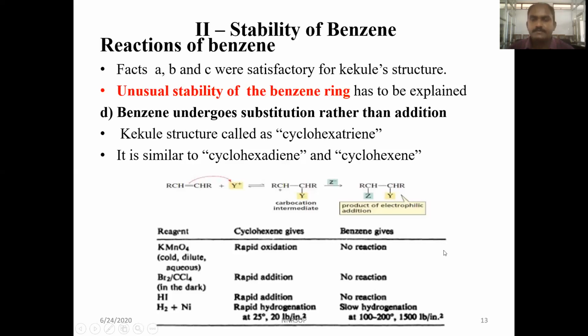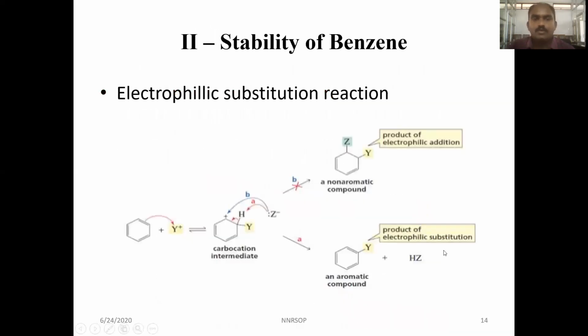We'll see that. When benzene is reacted with an electrophile, why should benzene react with an electrophile? Because benzene is full of electron cloud. Benzene has to react with an electron deficient species. So when benzene is reacted with an electron deficient species, that is an electrophile, what happens? The pi bond donates electrons to this electrophile and forms a bond.